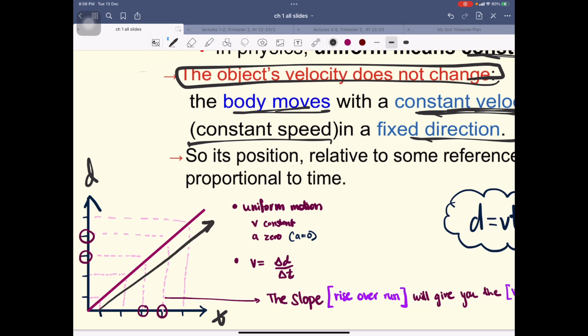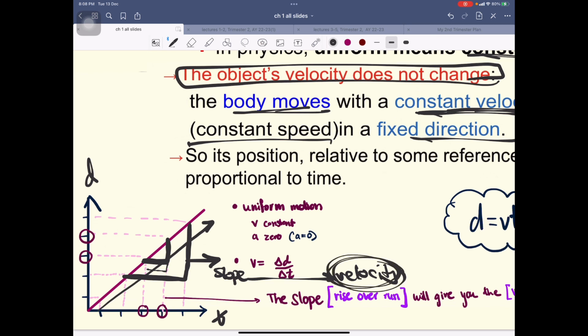In this inclined linear line, the slope of the line، السلوب، الرقم اللي يطلع لي من السلوب حيكون هو عندنا الفيلوسيتي. في ايه؟ لازم ننتبه، في d versus t graph، في distance versus time graph، هذا هو بيكون اللي هو عندنا الفيلوسيتي اللي يطلع لنا من السلوب.